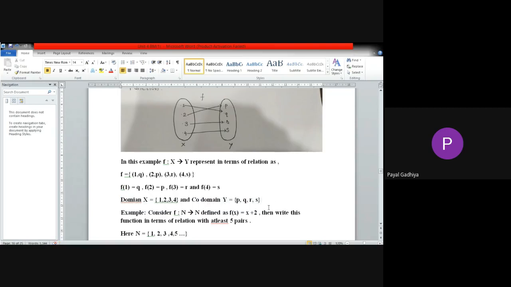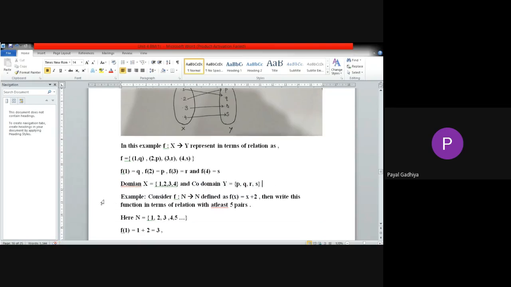Now let us see some functions. For example, consider a function from N to N. So this is natural number set, this is natural number set. Defined as f of x equals x plus 2. Then write this function in terms of relation with at least 5 pairs. That means you have to put values at the place of x. First of all, I am taking f of 1. Therefore, I will put 1 at the place of x, so I will put 1 over here also. So 1 plus 2. Therefore, f of 1 will be 1 plus 2, means 3.